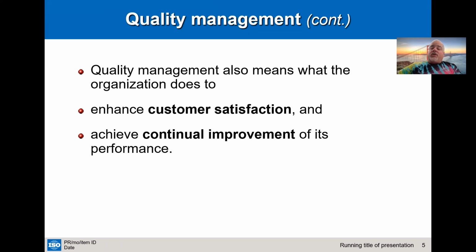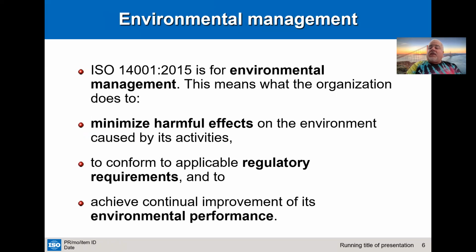Anyway, continuous improvement is an important concept in business that I think too few businesses really give sufficient thought to implementing. So 14001 is for environmental management. So environmental management means what the organization does to minimize harmful effects on the environment caused by its activities, to conform to applicable regulatory requirements, and achieve continual improvement of its environmental performance.